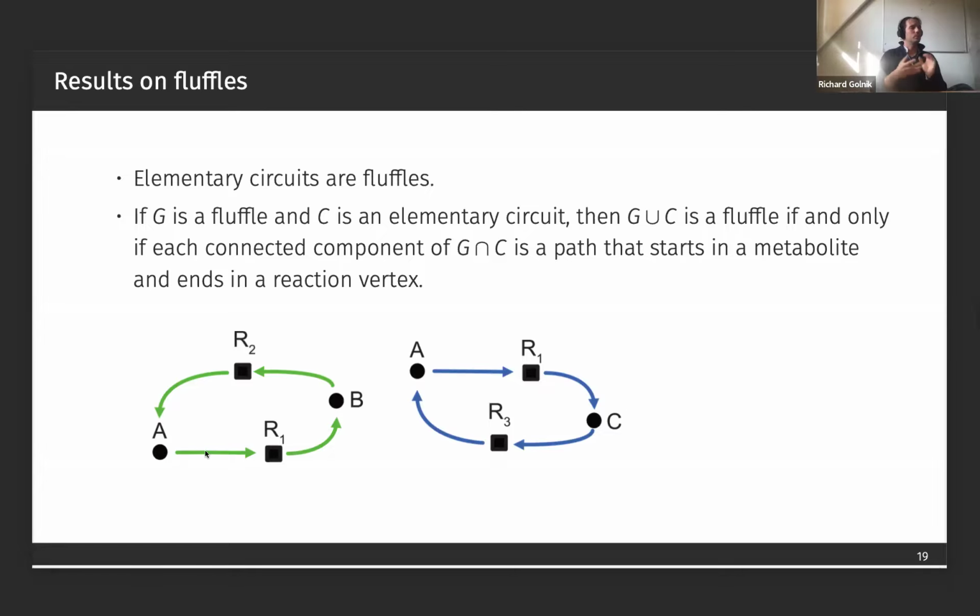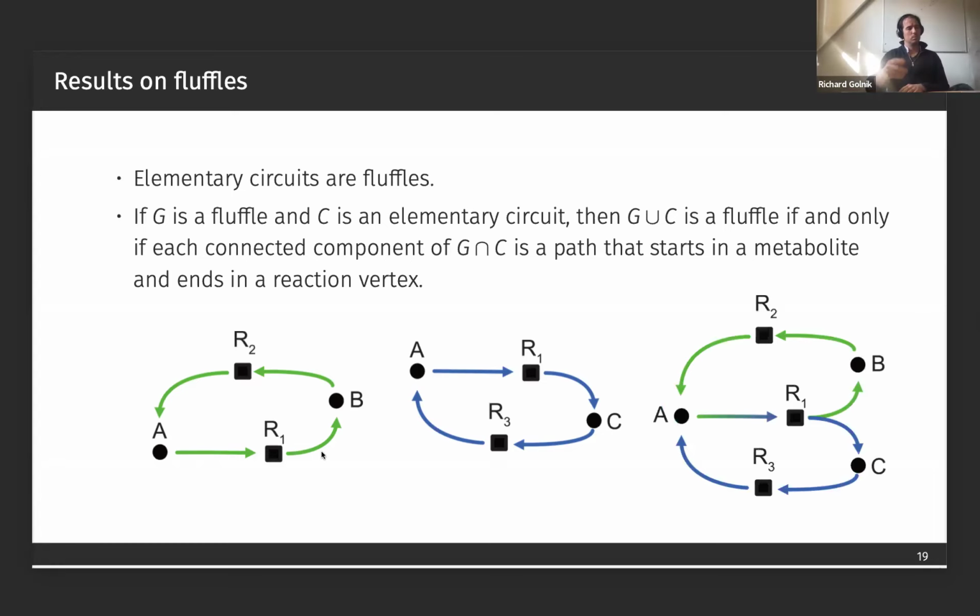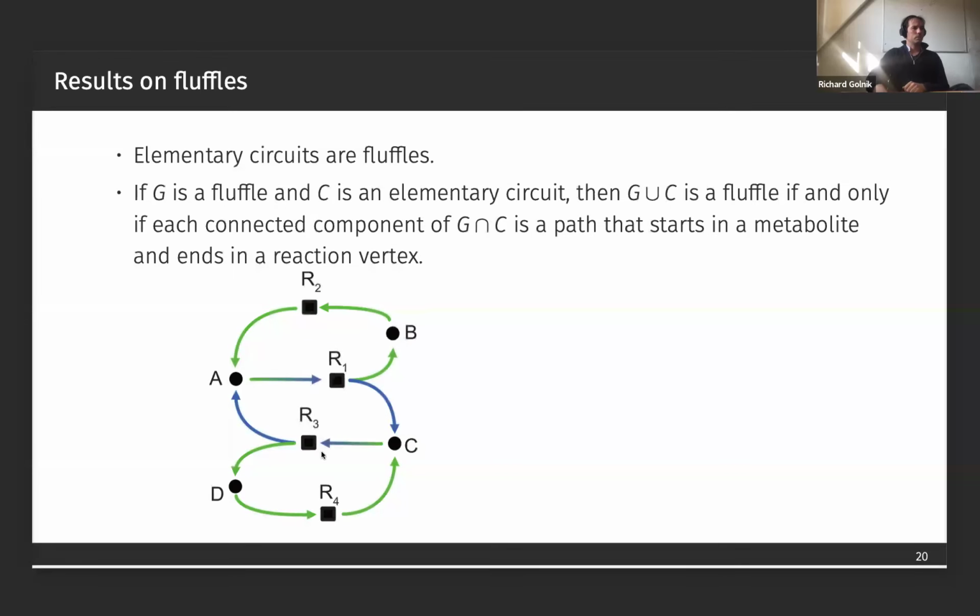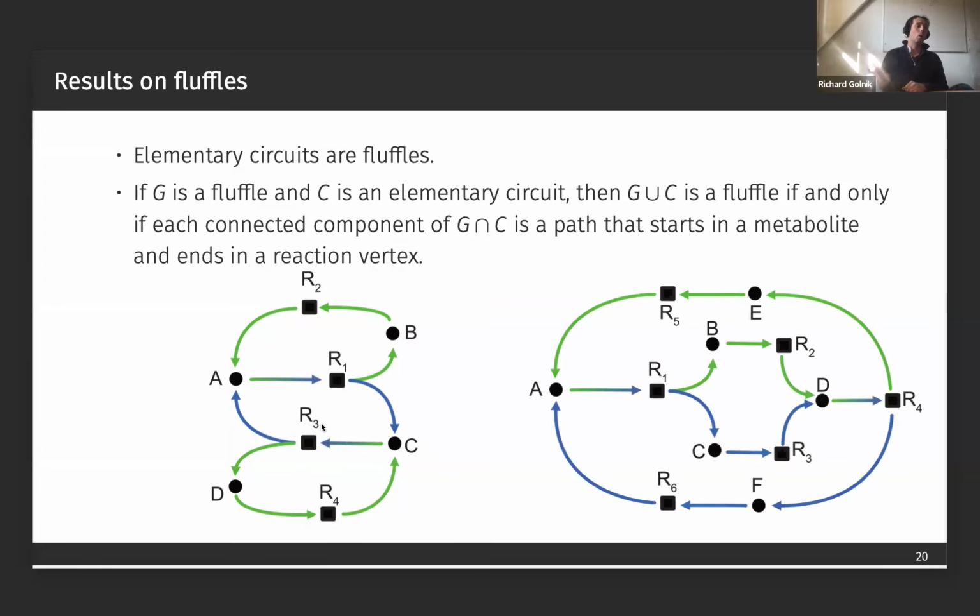So what we have to obtain is this inner part. Taking these two elementary circuits, they share the A to R1 path. So it's a metabolite to reaction path, and sticking them together, we obtained what we've seen earlier, that we get a fluffle. And this can get arbitrarily complicated, of course. So you can add another elementary circuit down here, which shares the C to R3 path. Or, as I said, each of the connected components of the intersections has to be a path that starts in a metabolite and ends in a reaction vertex.